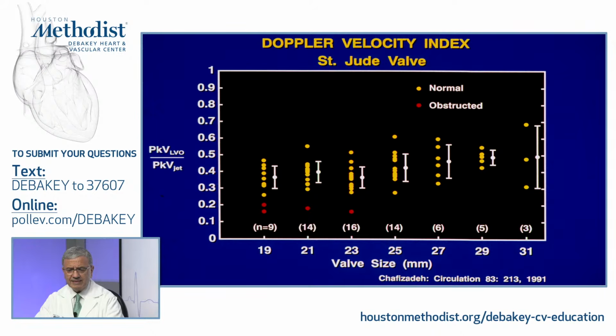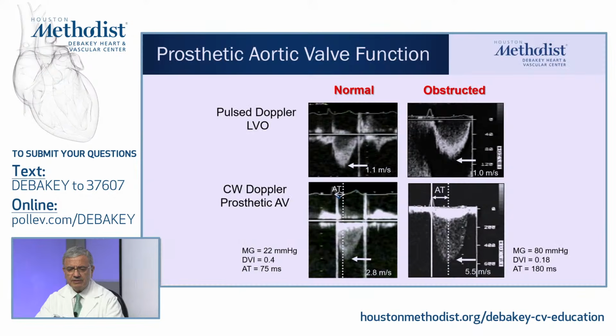And this is the same cohort that I showed you earlier for a St. Jude valve, and you could see much less dependence on the size of the valve because, again, it's a simplification of the continuity equation taking into account the size of the LV outflow tract in relation to the size of the prosthesis. Now, this is from the guideline, to show you an example of a normal versus an obstructed valve.